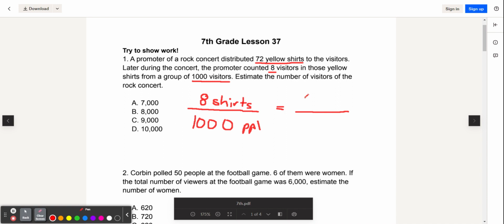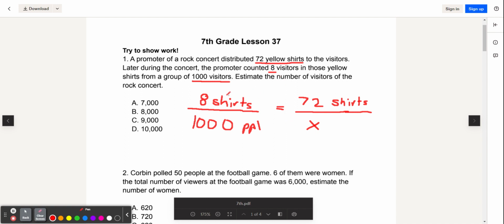So we can scale it up to the actual total. We know that there are 72 shirts in total. They have to be somewhere in the total number, but we're trying to find the number of visitors, x. Now, there's an equal sign here because you can see that this is two fractions, right? And it should be the same when they simplify because the total will have a similar or the same fraction of people with a shirt. Just like how there's 8 shirts in 1,000 people, there should be 72 shirts in whatever the total is.